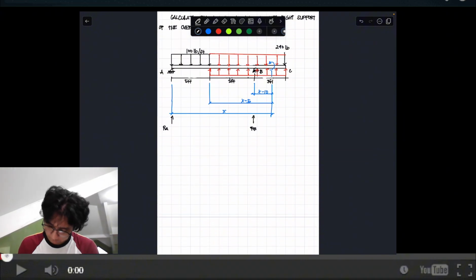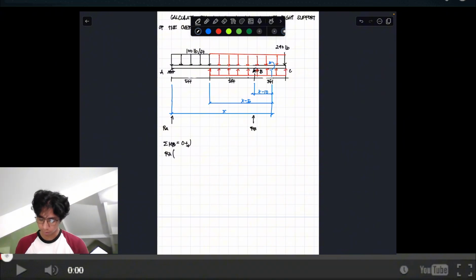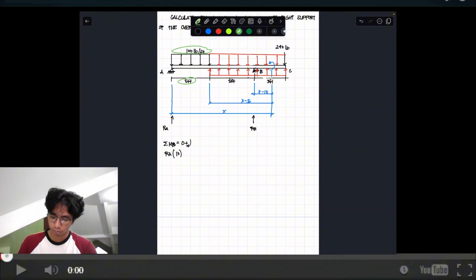So yan. First, let's look at our reaction at A. So moment MA is equals to 0, positive clockwise. So RA, RA papunta sa B will be 5 plus 5 will be 10. And then 100 pounds per feet will be multiplied by 5. It will become 500. 100 multiplied by 5 will be 500.